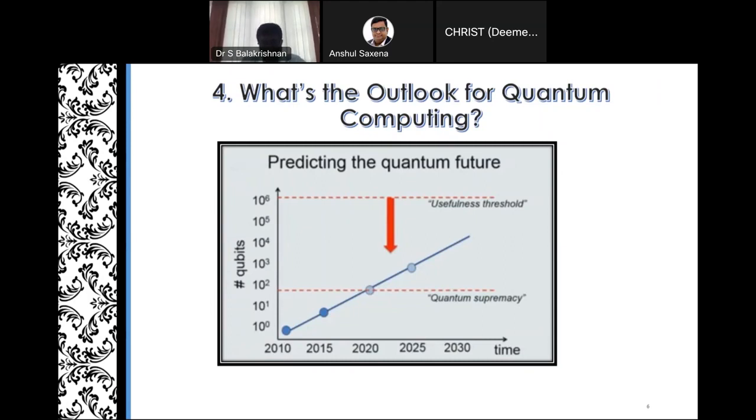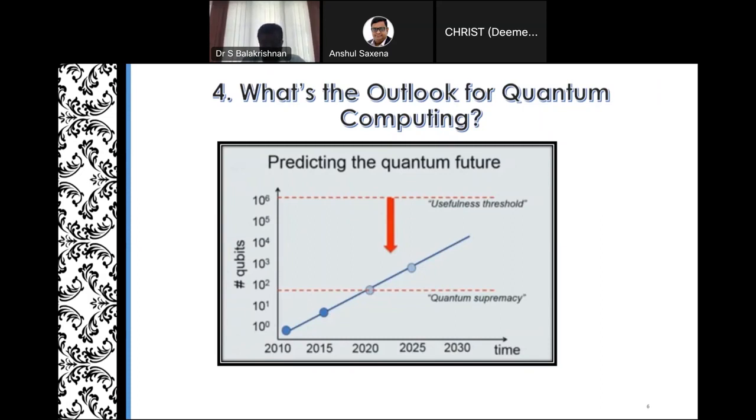To tackle real world problems reliably, systems need hundreds of thousands of qubits. Experts believe it would be a couple of decades before we get to a high fidelity era when quantum computers are truly useful.